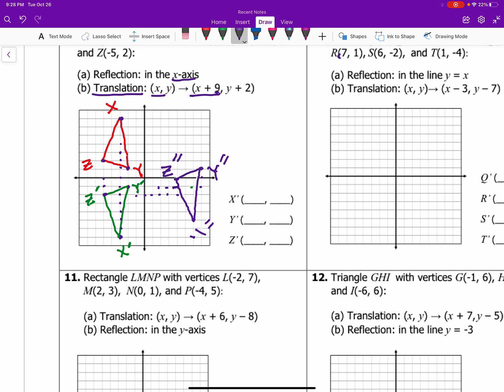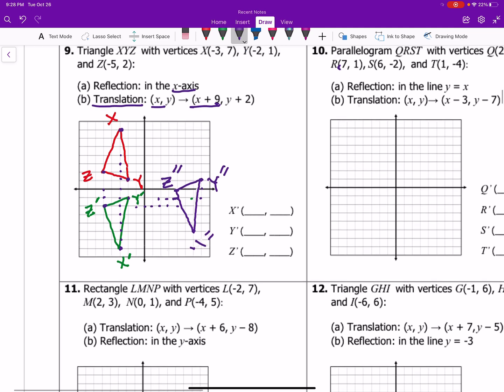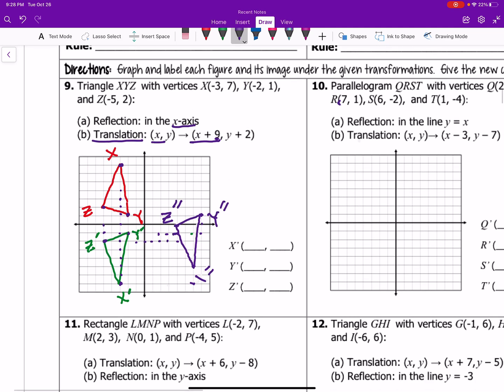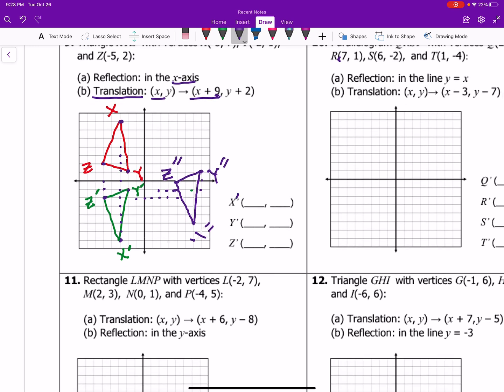So now they asked us to give X prime, graph and label the figures under the given transformation. This is a double thing. This should be X double prime, this should be Y double prime. Well, they gave it as the final one, doesn't matter. This one they didn't want us to name, but I named it, and that way it will be in the region. So X prime is this value.